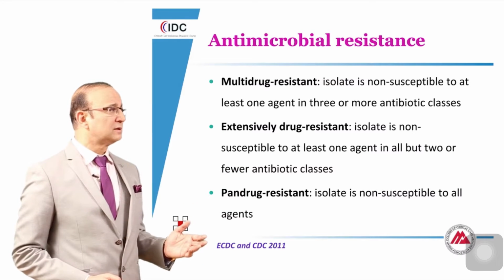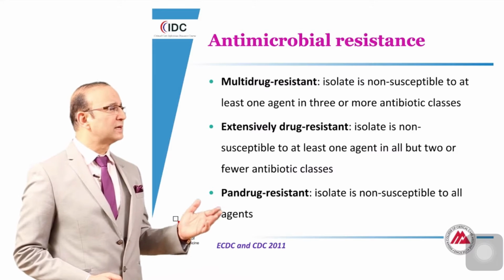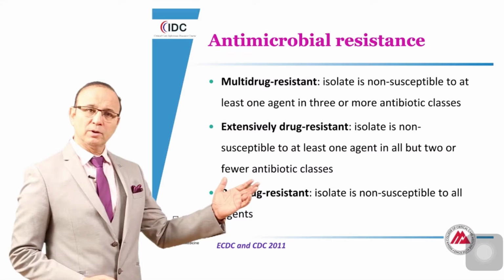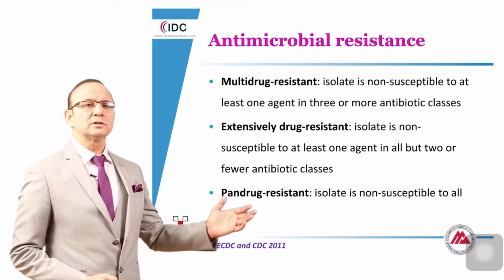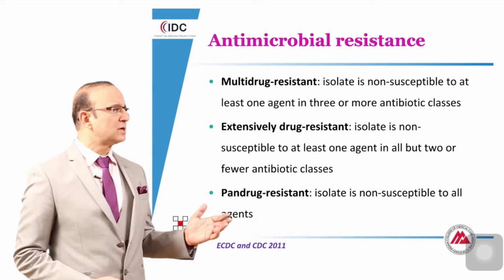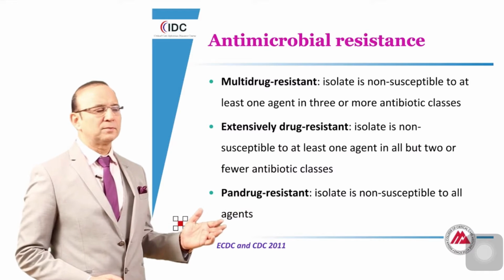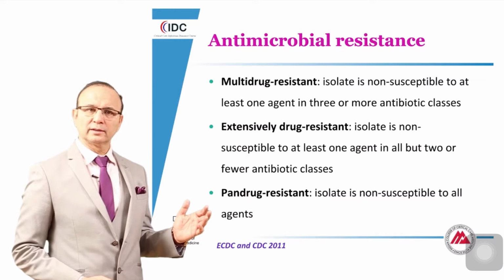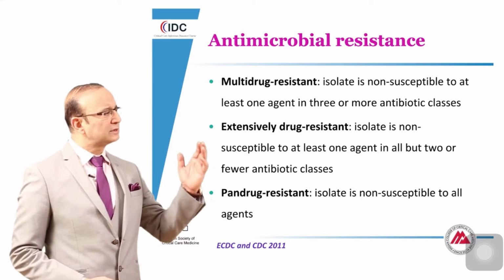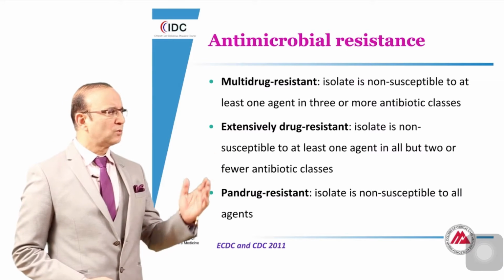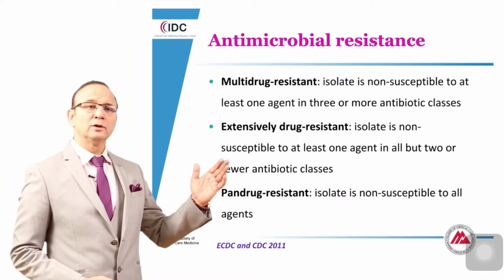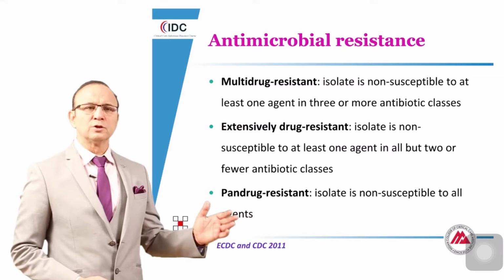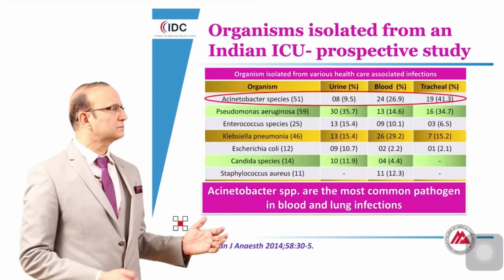Multi-drug resistant is described when an isolate is non-susceptible to at least one agent in 3 or more antibiotic classes. We use the term extensively drug resistant when the isolate is non-susceptible to at least one agent in all but 2 or fewer antibiotic classes. Similarly, the term pan-drug resistant is used when the isolate is non-susceptible to all agents. So the terminology should be very clear in our minds when we use these terms.